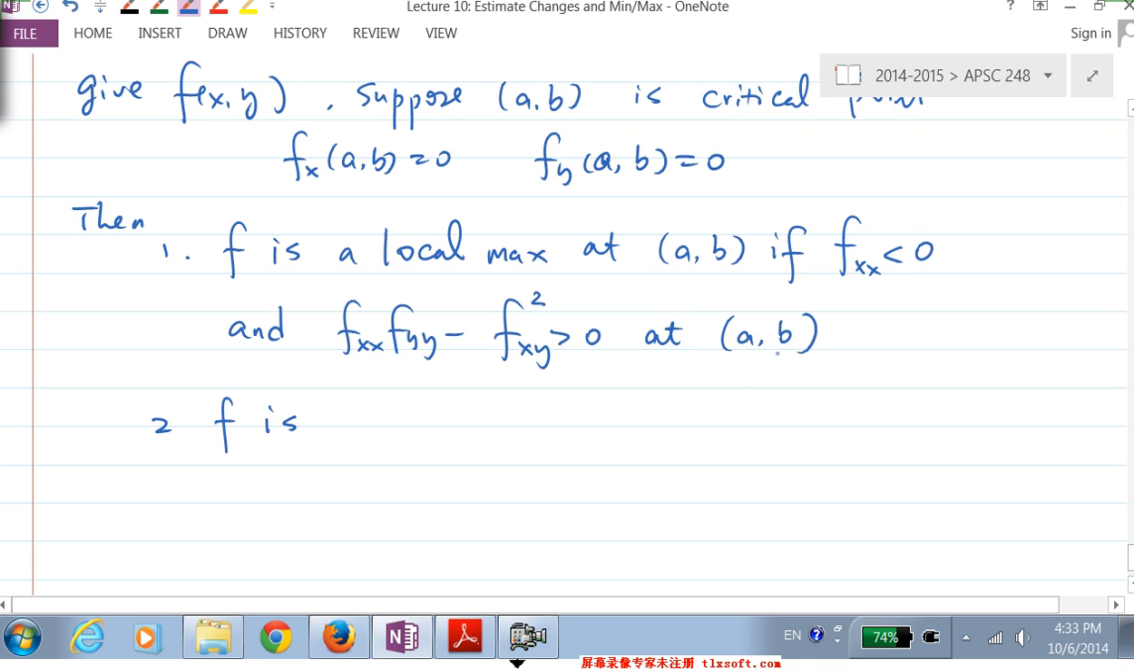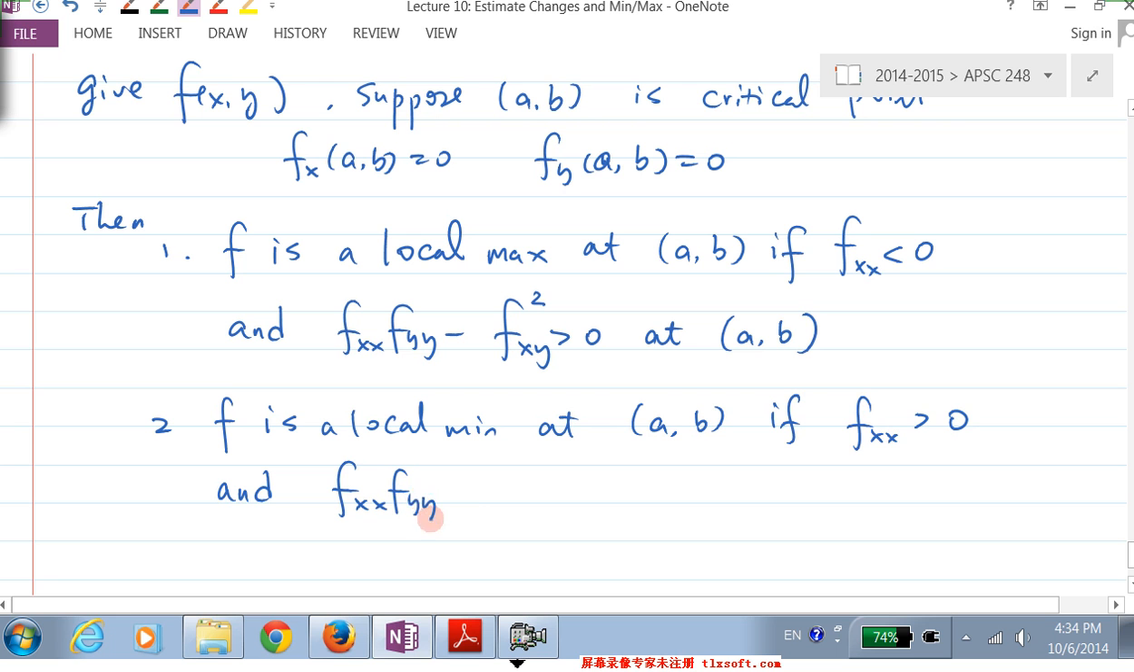And the second rule is that f has a local min at (a, b) if f_xx is greater than 0, and the same expression over the top is still greater than 0, like this. So that's rule number 2.